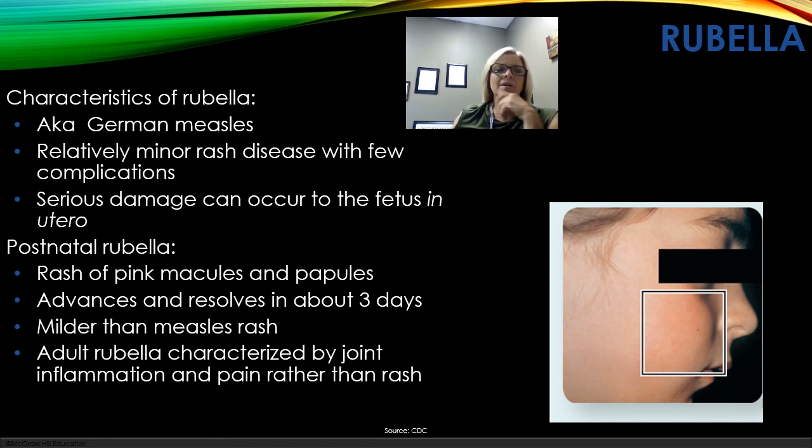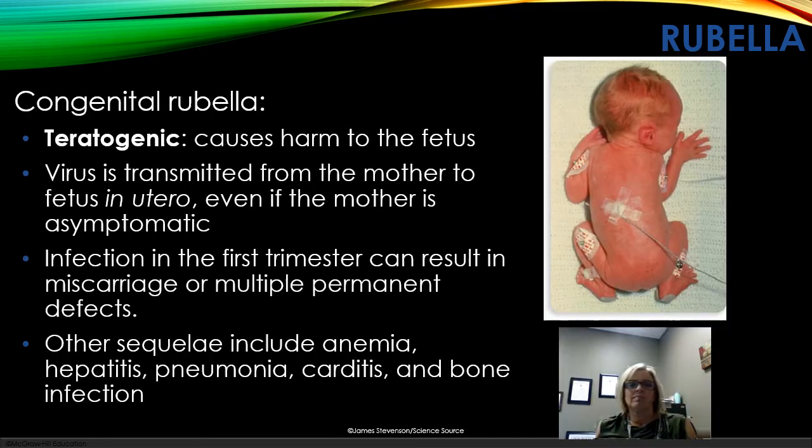And so if you get it postnatal, you will have a rash of pink flat macules and some papules, so maculopapular rash. It's usually going to appear on the face first and then move down the trunk towards the extremities, and kind of in that order. And this will advance or keep moving down and then resolve within about 3 days. Milder than the measles rash. Adult rubella, you may also see some inflammation in the joints instead of the rash. And again, the best prevention here is going to be what? Vaccination.